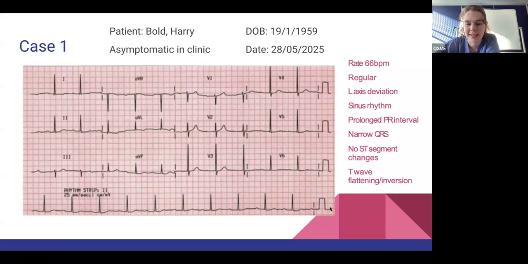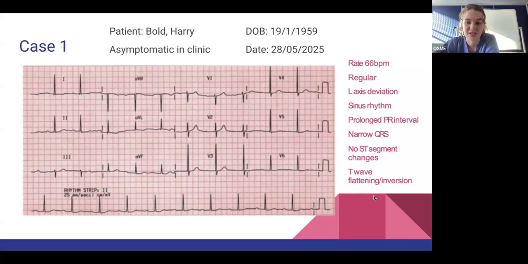So hopefully you've got 60 or 66 as the rate. Could be either, but about there. It's regular with a left axis deviation because lead 1 is the most positive out of all of them. Hopefully you can see that. He's in sinus rhythm because each QRS complex is associated with a P wave. There's a prolonged PR interval. The QRSs are quite narrow, definitely not broad.